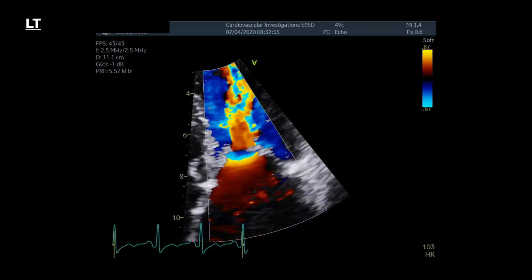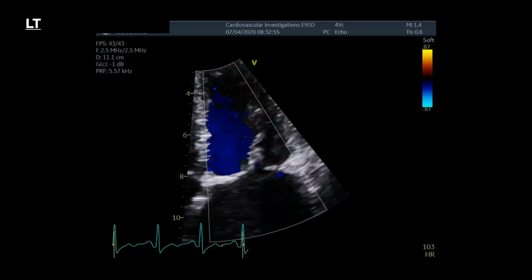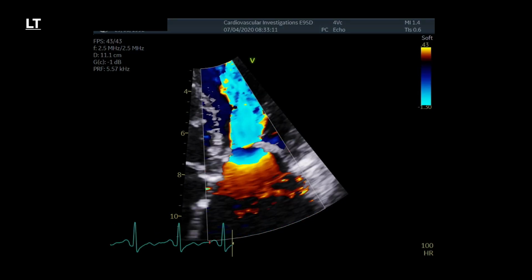And again, this is zoomed in on the valve with colour, really demonstrating that high velocity with flow convergence through the valve. Oh, sorry, that was a still image, just to show you. So there's the dark blue, light blue, and then yellow hemispheres as we move from the valve leaflets in towards the atrium. That's the area of flow convergence, and that's where you'd measure the PISA radius.